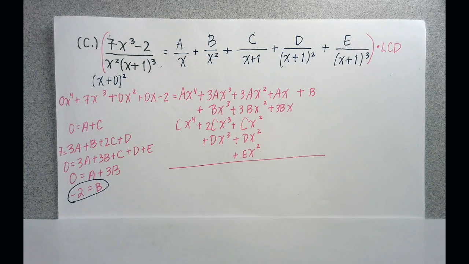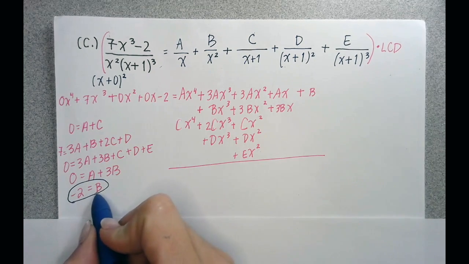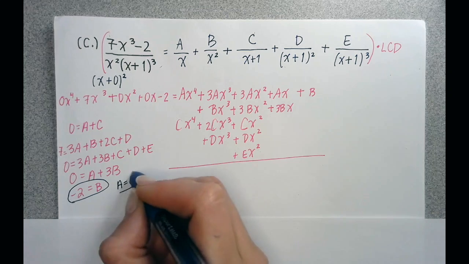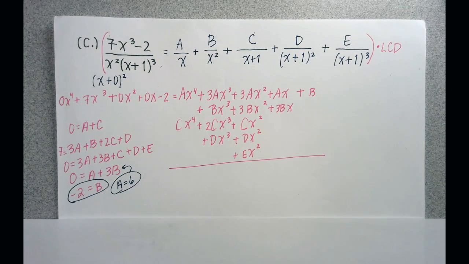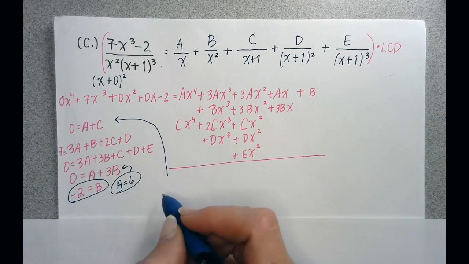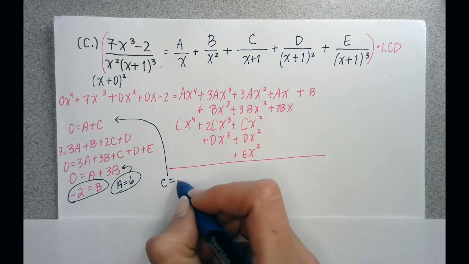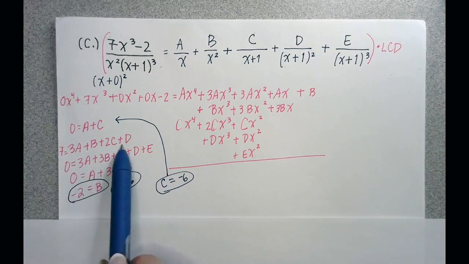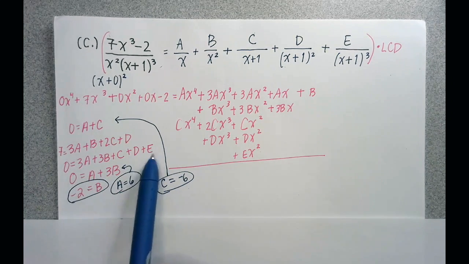b is negative 2. That also means if b is negative 2, then that's negative 6. Bring it over. A is equal to 6. I got that from that right there. If a equals 6, well, from here, that means that c is equal to negative 6. I have a, I have b, I have c, which means I can fill them in here and get d, and once I have all 4, I can get e.